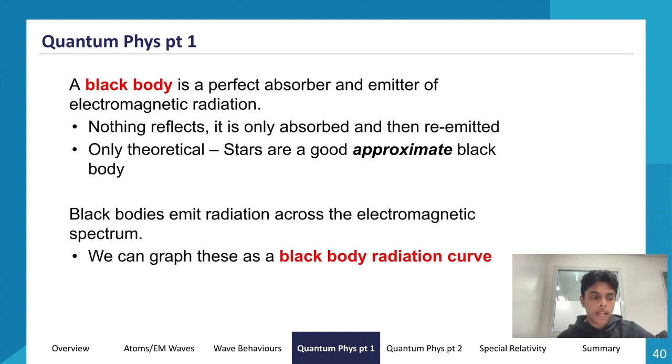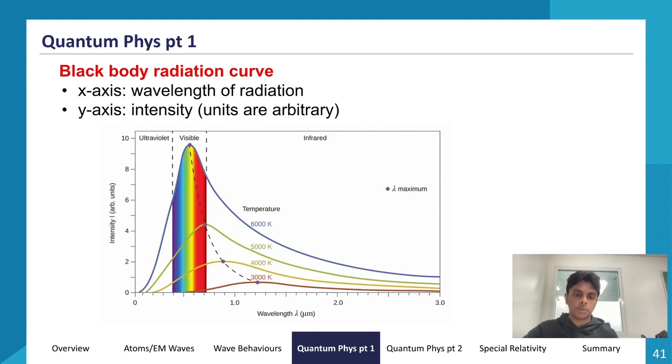These black bodies emit radiation across the electromagnetic spectrum, so we can graph them as a black body radiation curve. That's also something you need to look out for. This is what it looks like. Looking at the x-axis and the y-axis, the x-axis has the wavelength of radiation and the y-axis has the intensity. The units of this intensity are arbitrary. You don't need to worry about the units, but you need to know that it's the intensity and the wavelength.